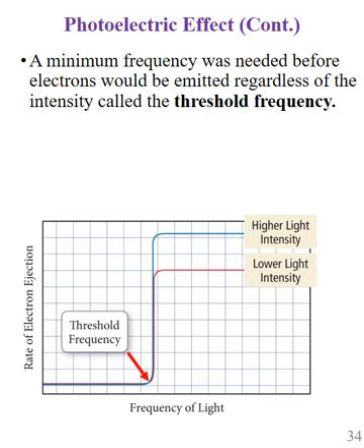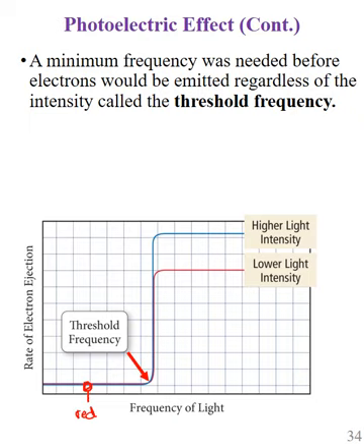Now, a minimum frequency was needed before electrons would be emitted regardless of the intensity, and this is called the threshold frequency. So, for example, let's look at this figure. On the y-axis, you have the rate of electron ejection. On the x-axis, you have the frequency of light. Okay, so they looked at, let's say, red light. Red light has a frequency of, let's say, right here. No matter if it was dim or bright, look how there would be absolutely no electrons being ejected.